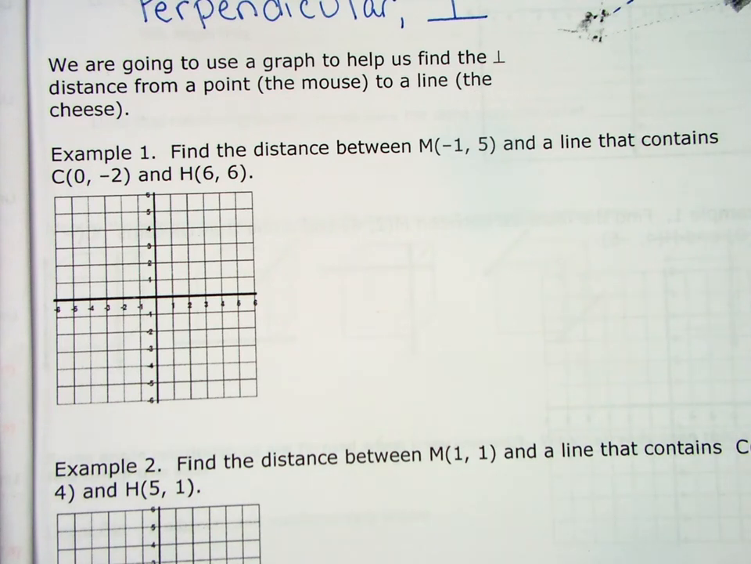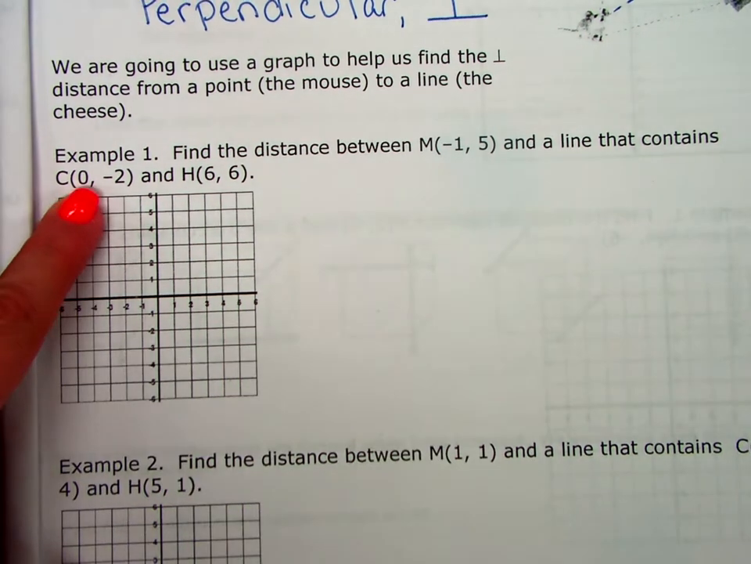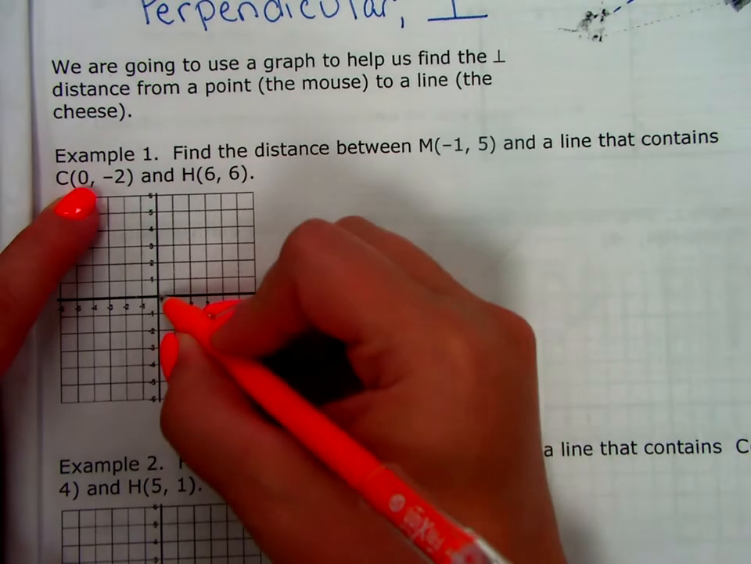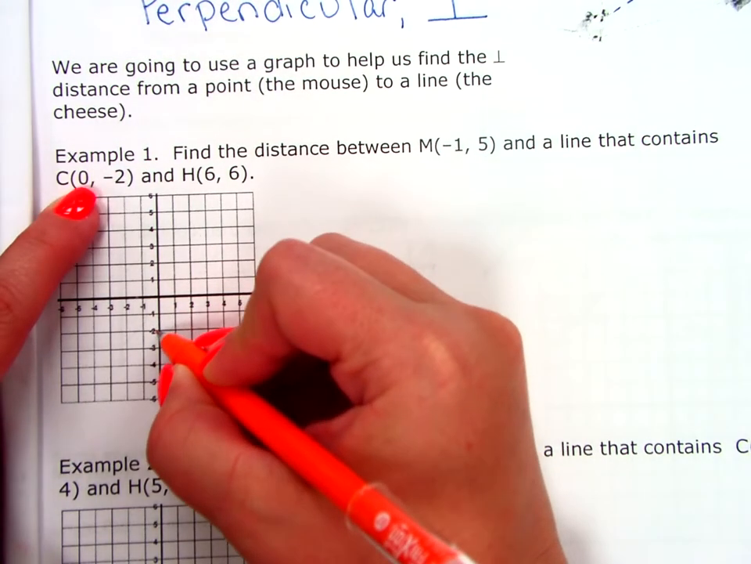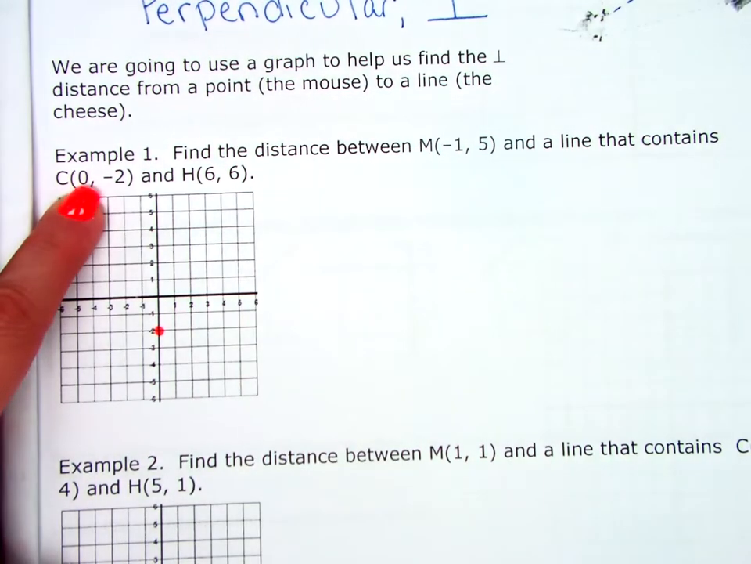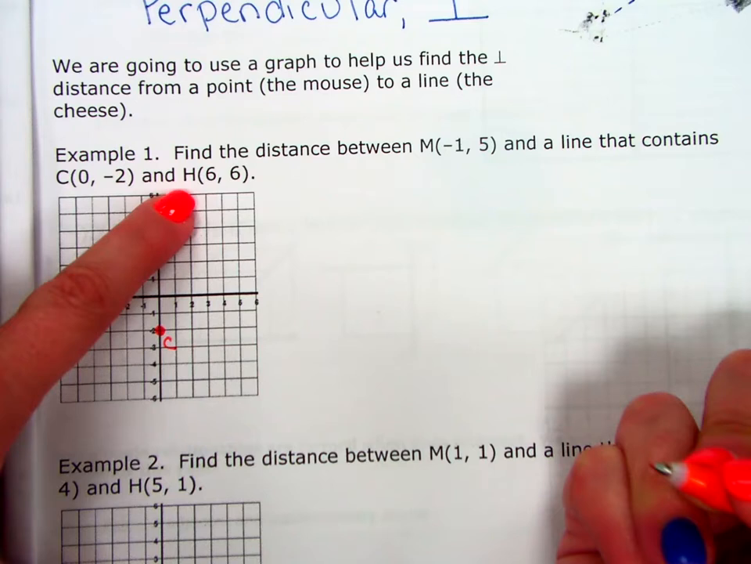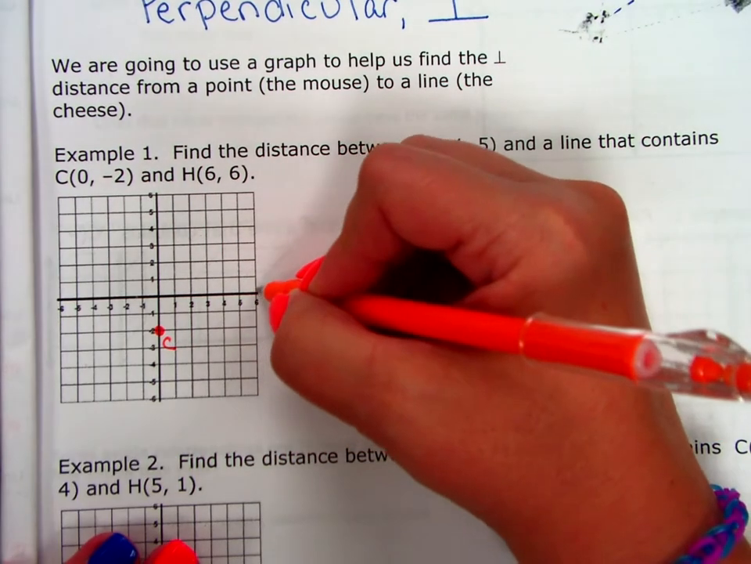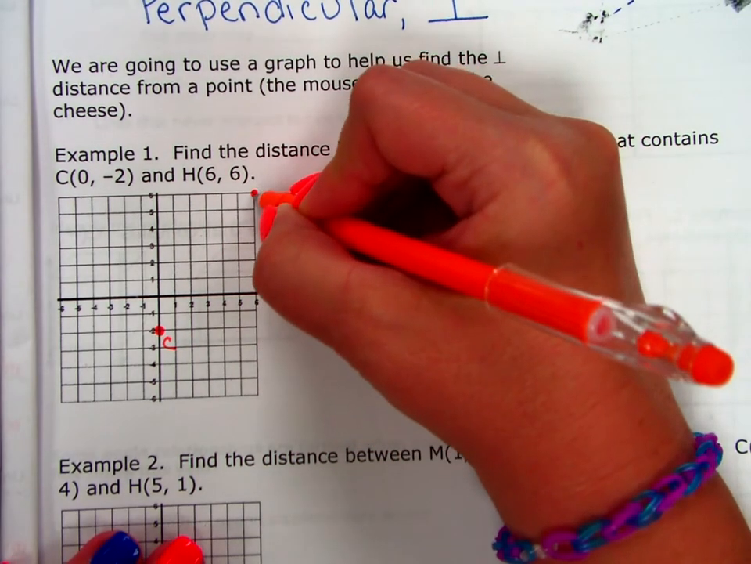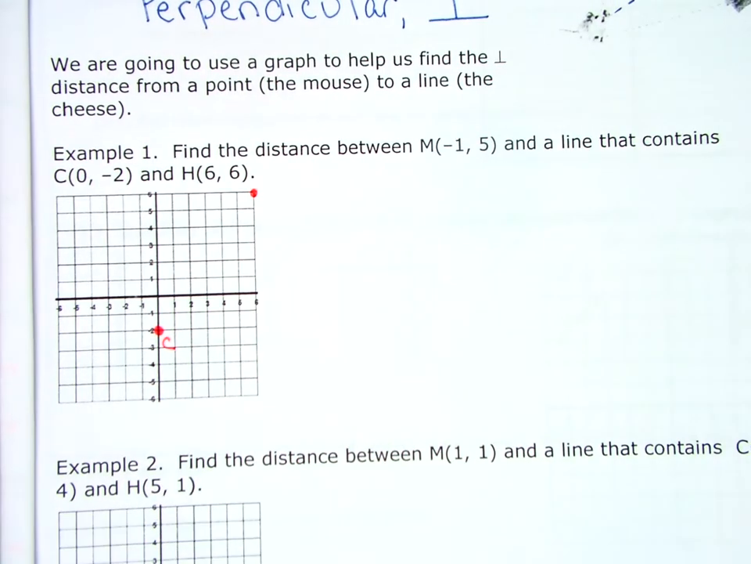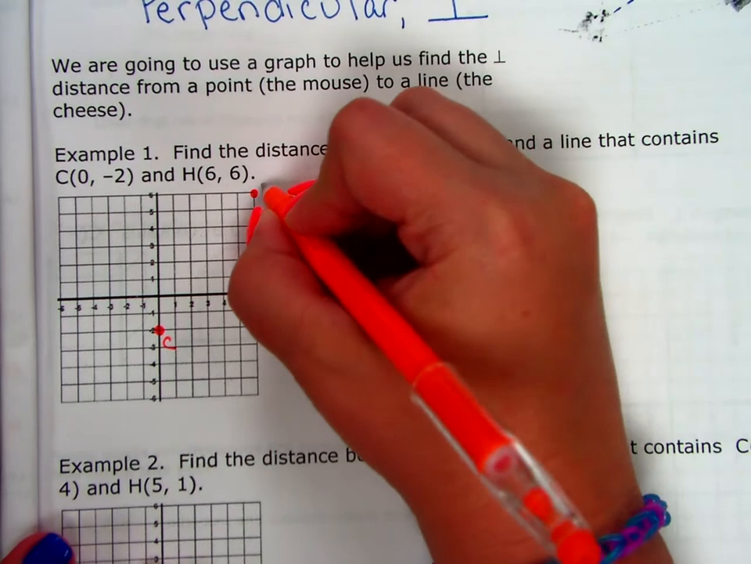-1, 5, and a line that contains the points C at 0, -2, and H at 6, 6. So that line is like our cheese. Okay? So for our line is the point 0, -2. So 0, -2. And then that's point C. And then H is at 6, 6. So all the way up here in the corner. And that's point H.